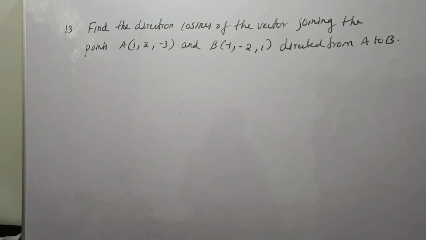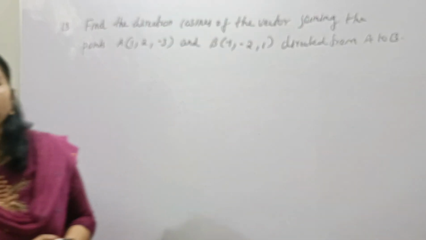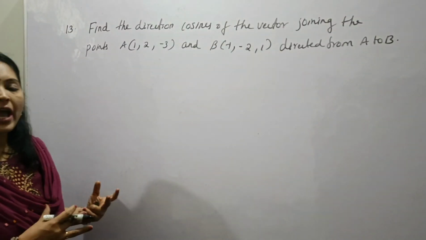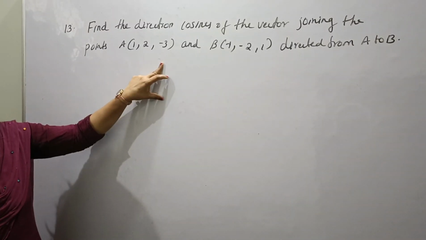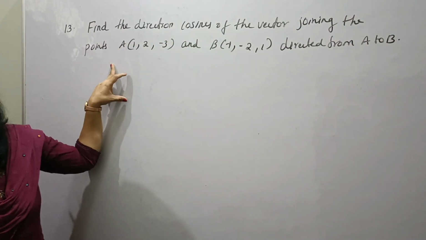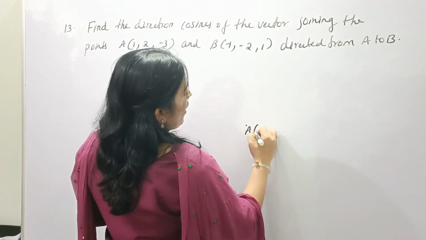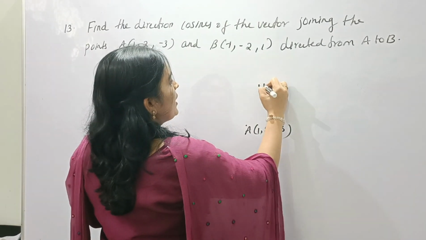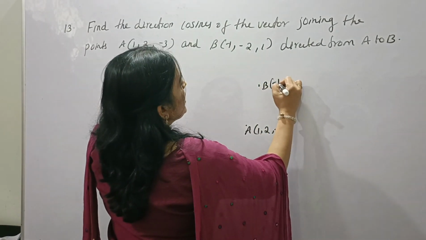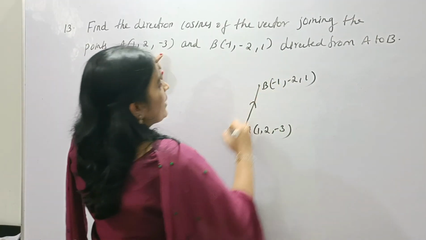Find the direction cosines of the vector joining the points A of 1, 2, minus 3 and B of minus 1, minus 2, 1 directed from A to B. Similar question, here also we have to find the direction cosines of the vector. Here the vector is not given but the points are given. So let's find the vector. It is given that it is directed from A to B.